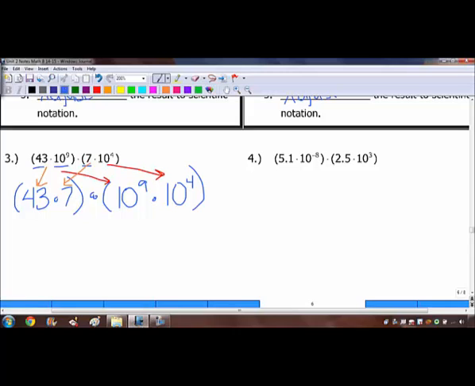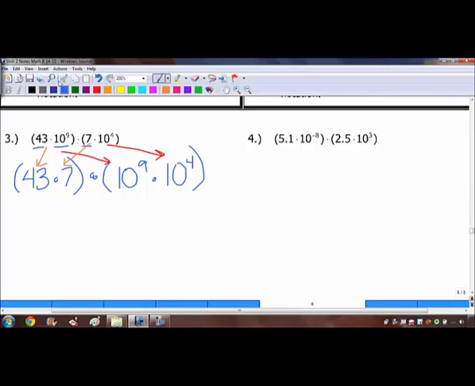You can use a calculator this unit. This is going to be some good practice for you guys with multiplying and dividing. So I'm going to take the 43 and the 7, and I'm going to multiply them together. So 43 times 7, well, 3 times 7 is 21, carry the 2. 4 times 7 is 28, plus 2 is 30. So I end up getting 301 times 10 to the 9th power and the 4th power.